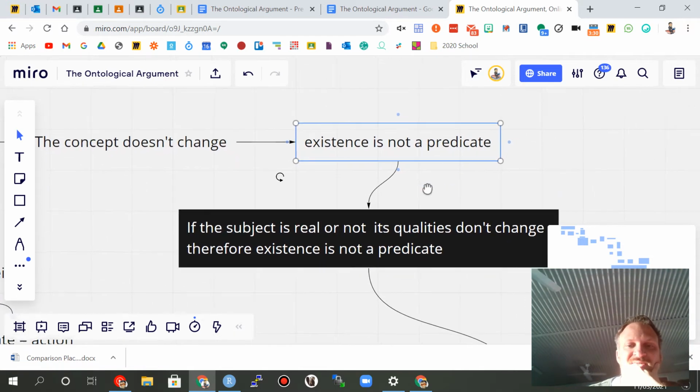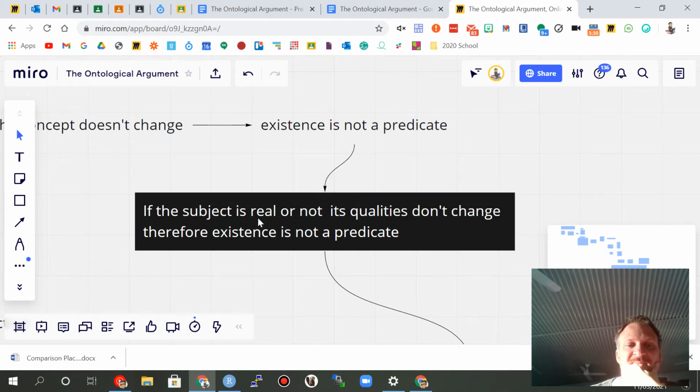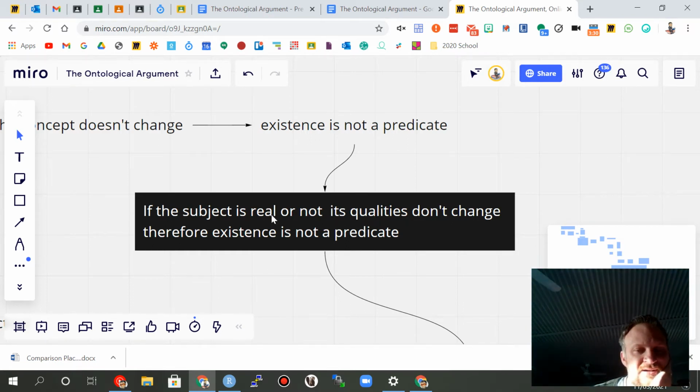And I want to work this through with you individually. If the subject is real or not, its qualities don't change, therefore the existence is not a predicate. A subject is the thing performing the action, and its qualities are its predicate. So the things that it has are its predicate. And so it's performing the action of having these qualities. And if they don't change, based on whether it exists or doesn't exist, therefore existence cannot be a predicate. Now this is a bit more complex, and I will talk to you about it in class at some stage.